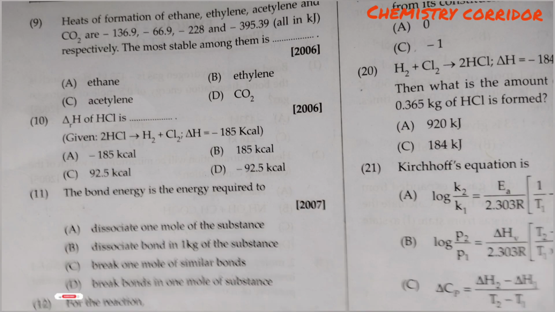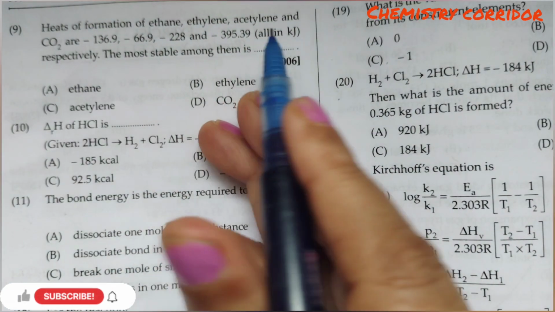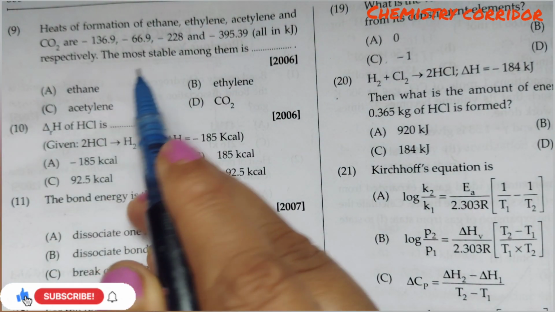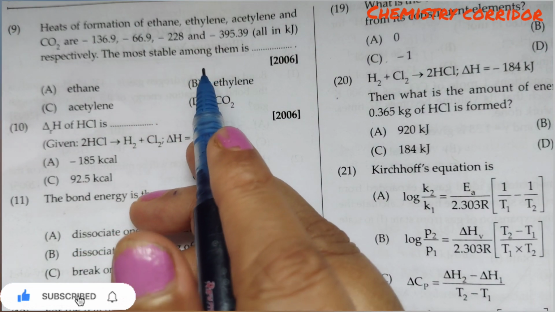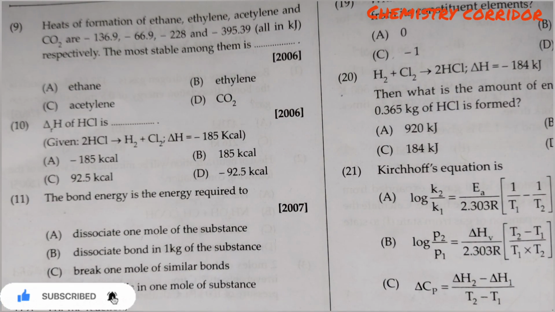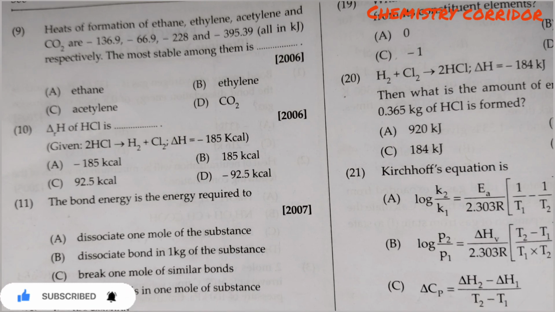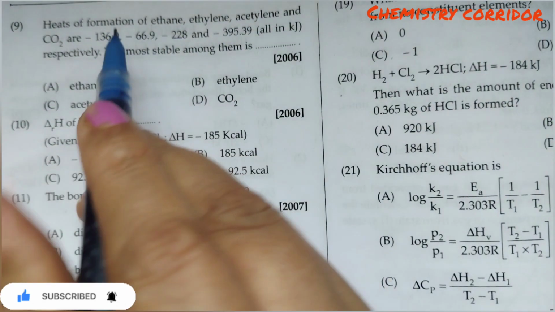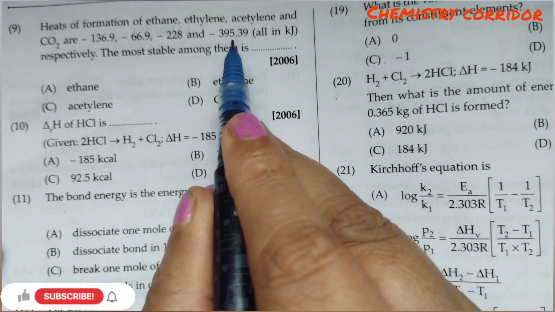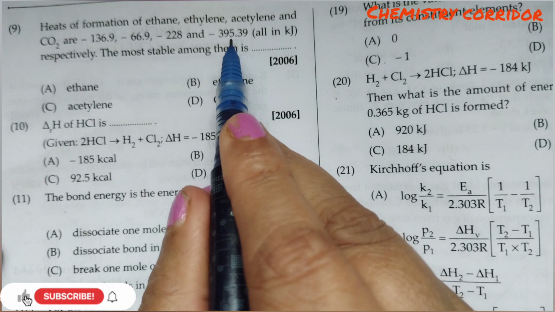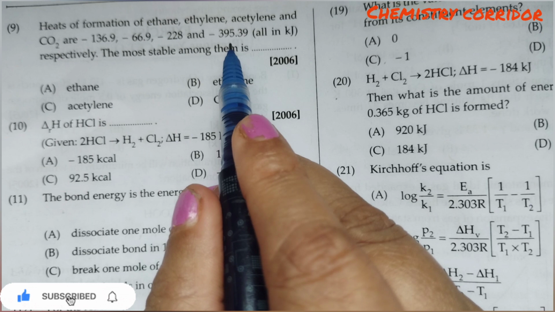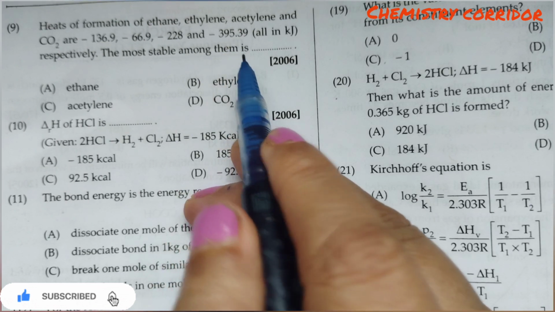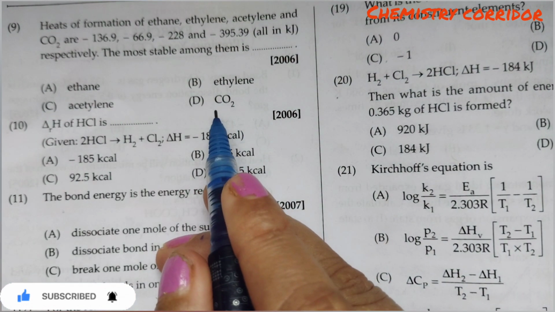Here, the heat of formation of ethane, ethylene, acetylene and carbon dioxide are given. And they are asking which is the most stable among them. Students, always remember, more the energy released, more is the stability of the molecule. So, if I compare the values here, more amount of energy is released in fourth option, that is minus 395.39, and therefore that will be the most stable among the given. So, the answer here is fourth option.